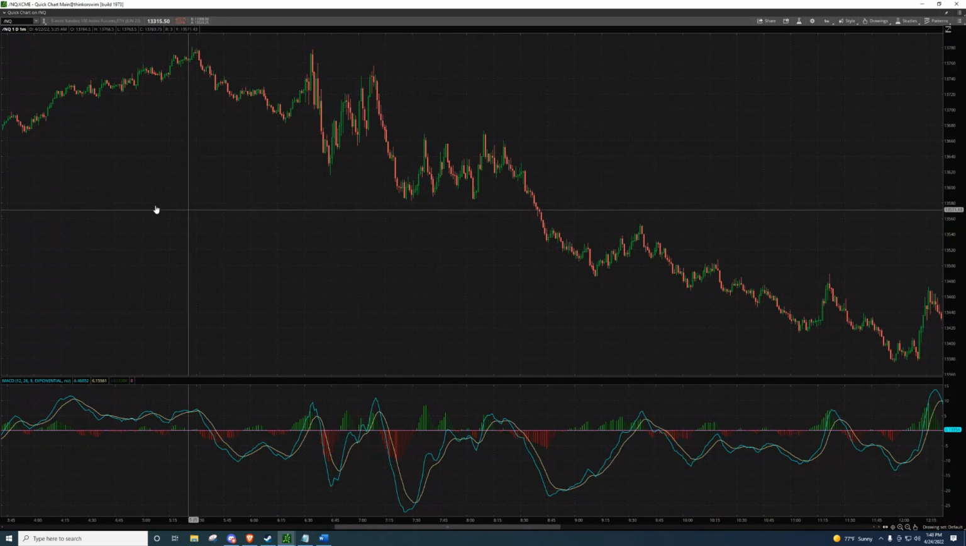Oscillators, we'll just move on to the next session. Oscillators are going to tell you one of two things, either reversal or trend continuation.